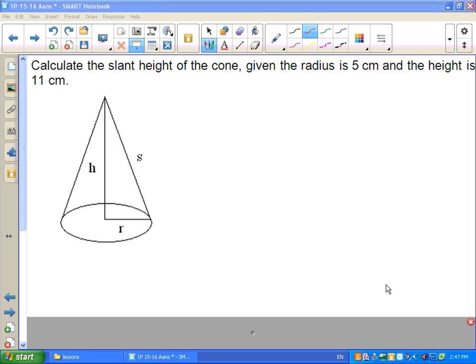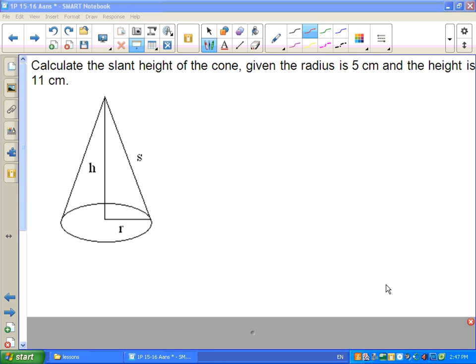Okay, for our next couple of examples here, we're going to take a look at using the Pythagorean theorem to solve a couple of questions where we're not just working with triangles, we're looking at applications here. So first here, we want to calculate the slant height of a cone, given the radius is 5 centimeters and the height is 11 centimeters.